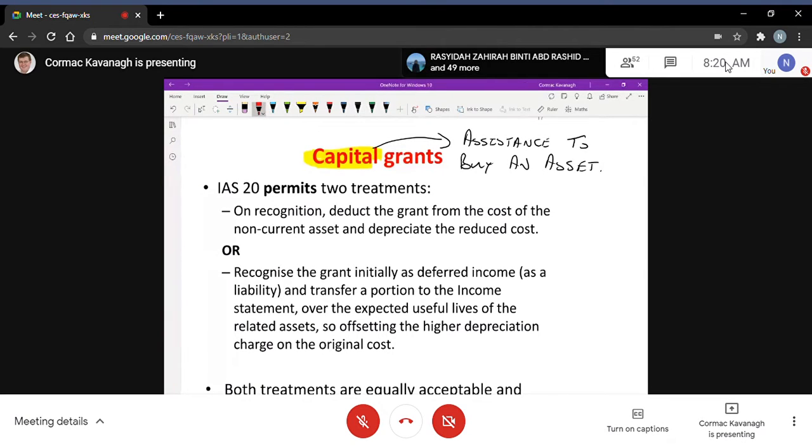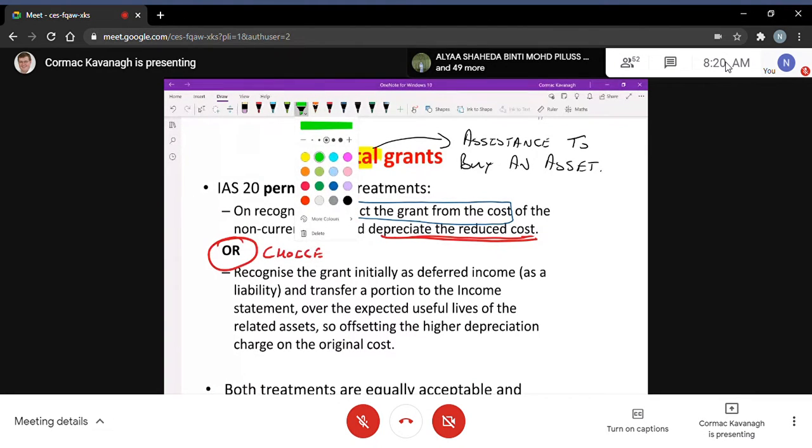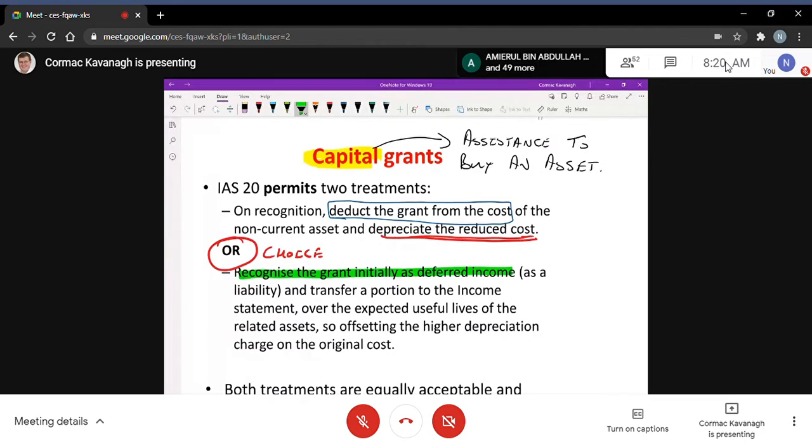Once again, we get a choice. So there's a choice available. We can either deduct the grant from the cost of the asset, which will lead to a reduced cost figure on the balance sheet and therefore reduced depreciation. Or we'll have a separate item. It's not an asset, it's actually effectively a liability. We will recognize the grant as a separate item.